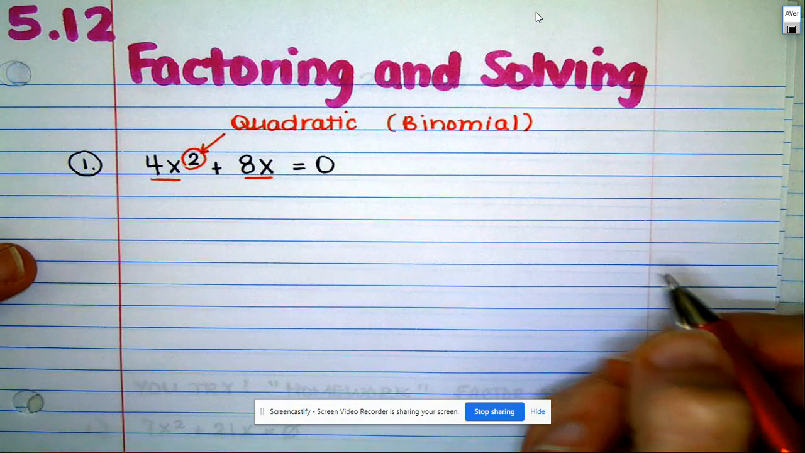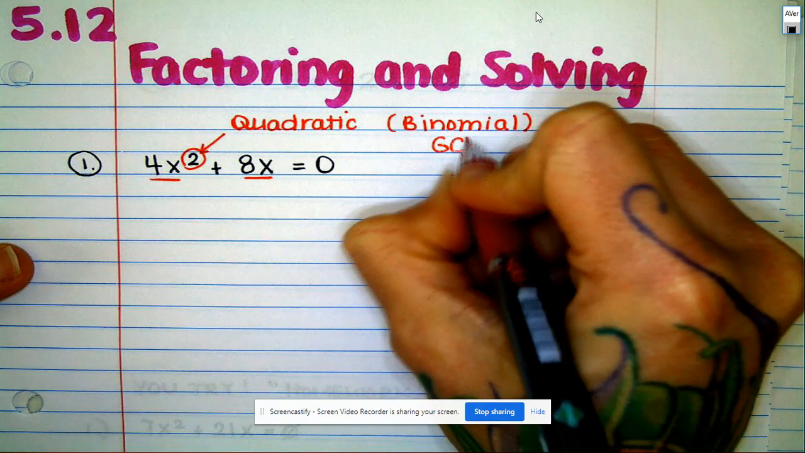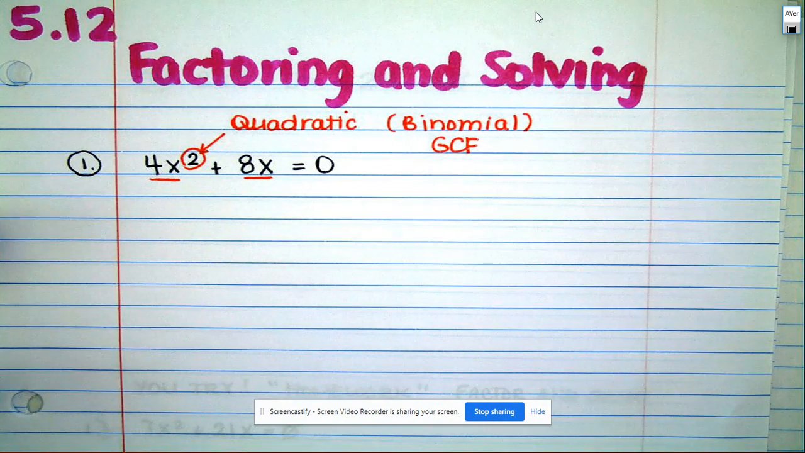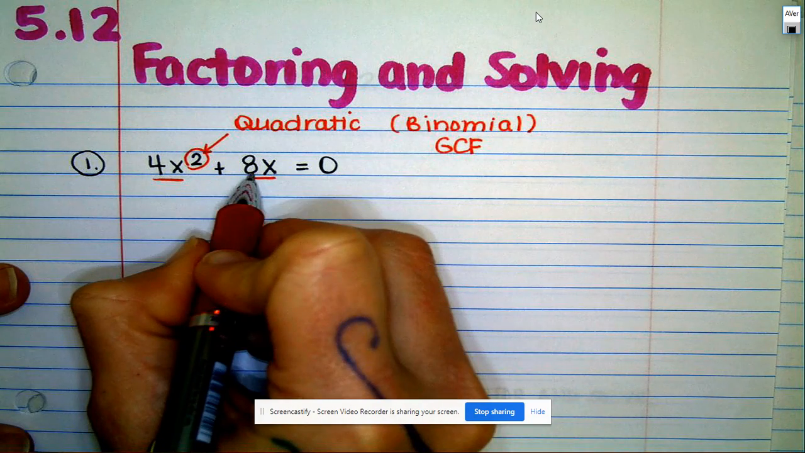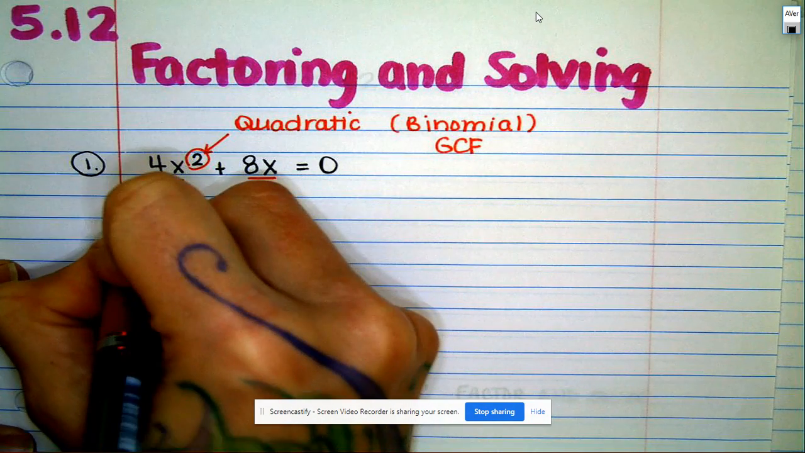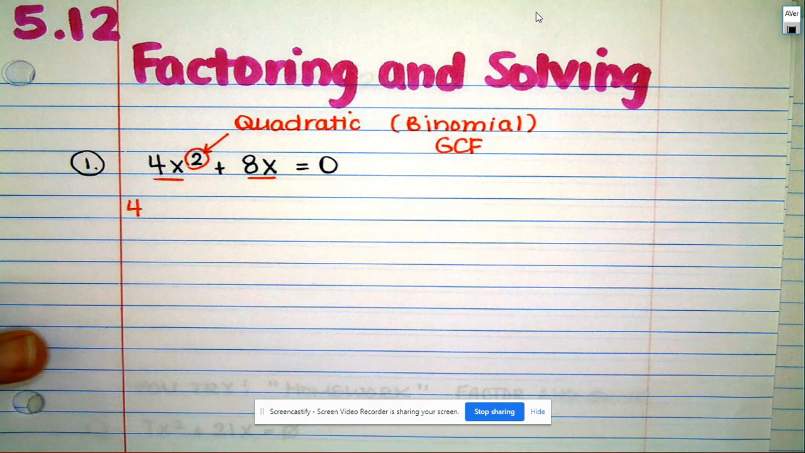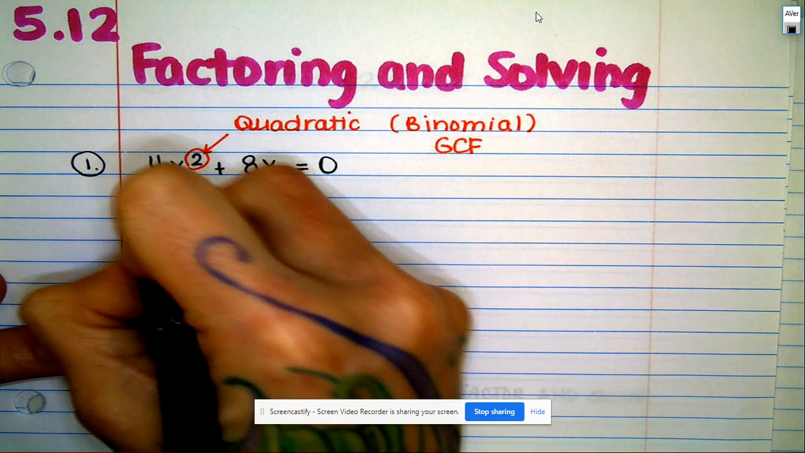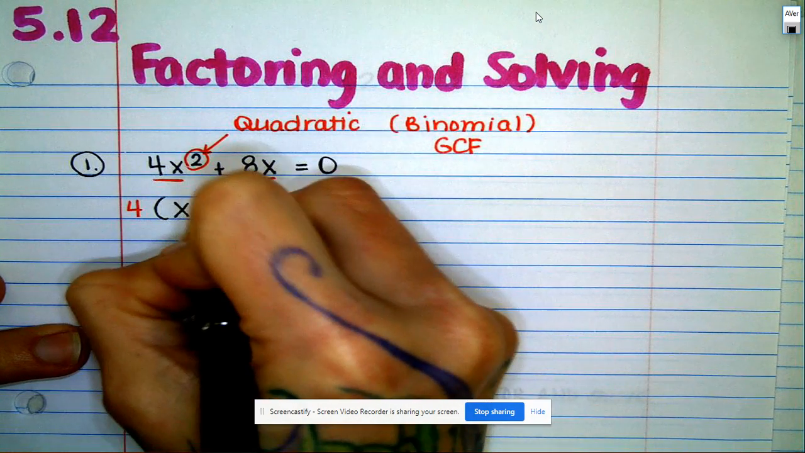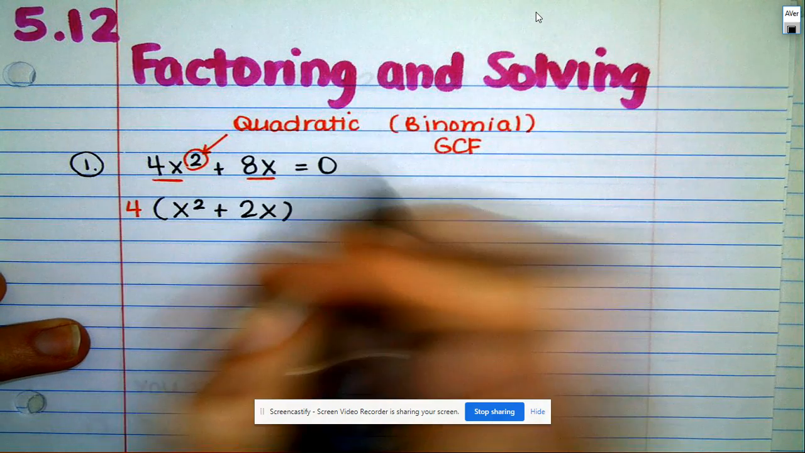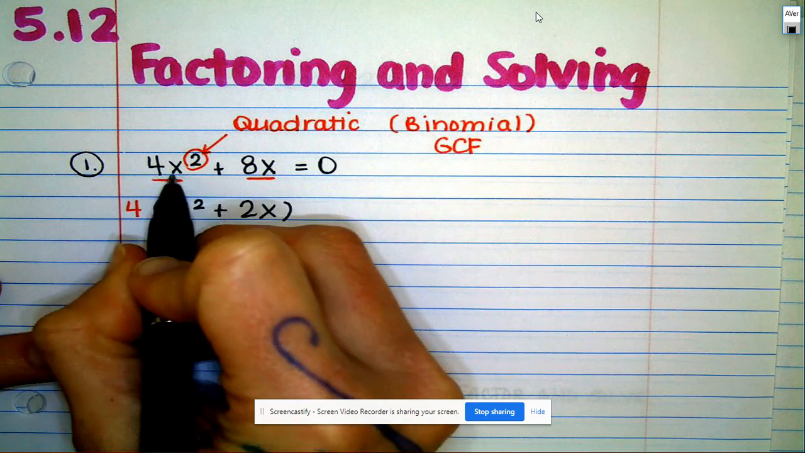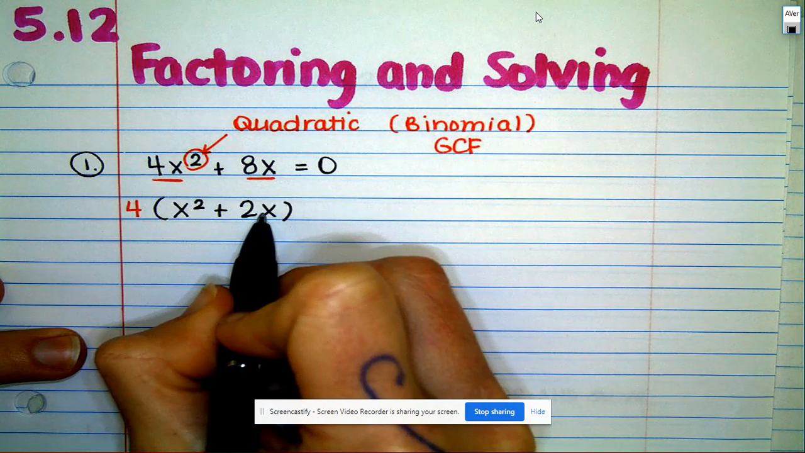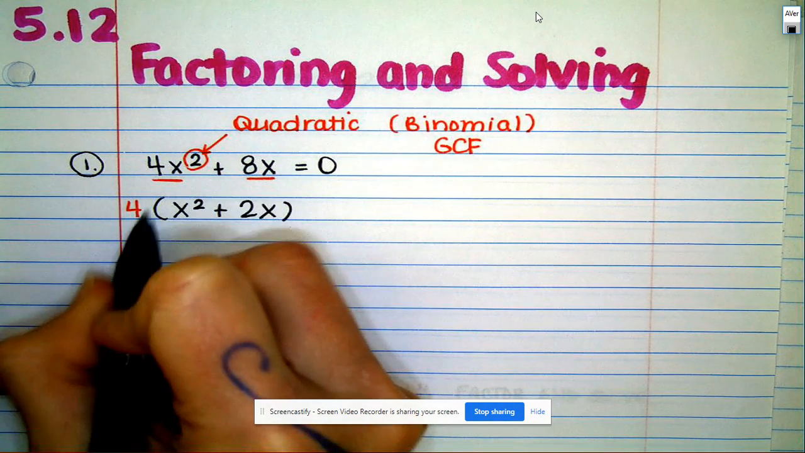So since it's a binomial, you want to check for GCF. Ultimately, GCF is what you want to check for first every time. So looking at a 4 and an 8, they're going to have a 4 in common. So I can pull out the 4, and I end up with x squared plus 2x, because remember, this is whatever if I divided out a 4. So 4 times x squared would give me 4x squared. 4 times 2x gives me 8x. So that's why this is a GCF.